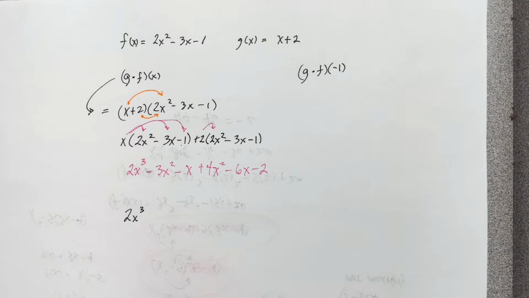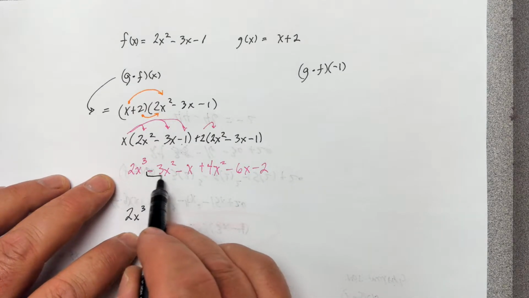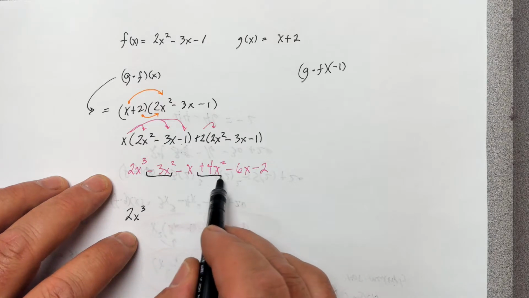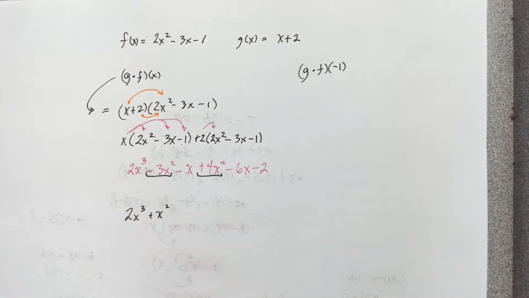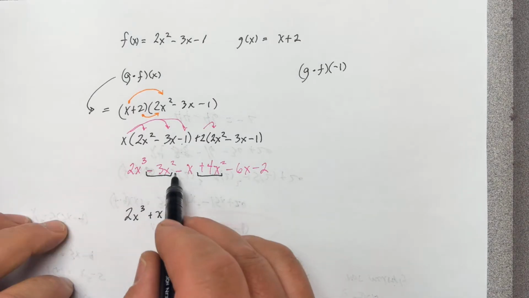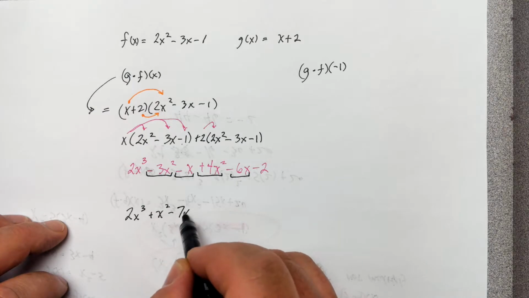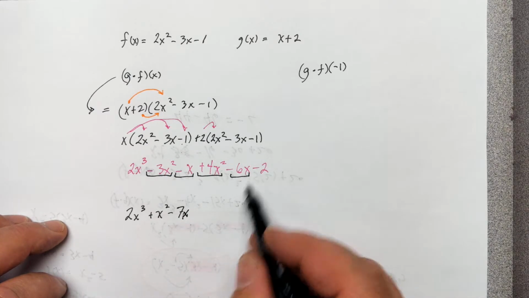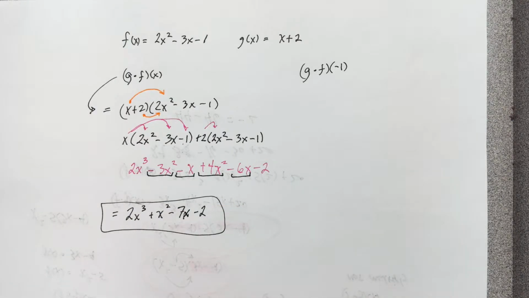We're going to put them together. There's no x cubed. But you see, this is negative 3x squared. That's plus 4x squared. So that makes x squared. And then these are the same. Negative 1, negative 6, yeah, negative 7, you're right. And then minus 2.